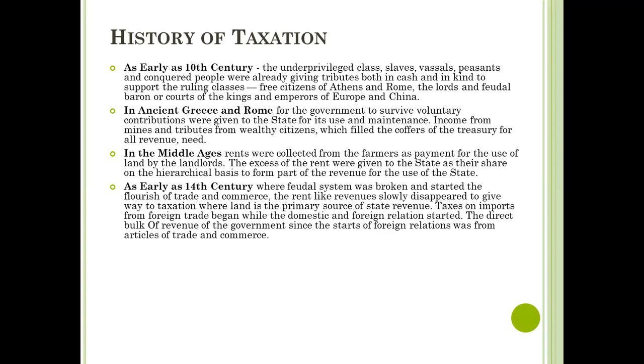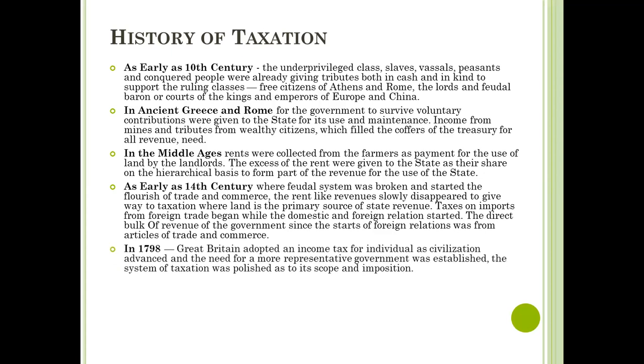Noong 1987 naman, sa Great Britain, they adopted an income tax for individuals as civilization advanced and the need for a more representative government was established. The system of taxation was polished in its scope and imposition. So, ito yung history of taxation.